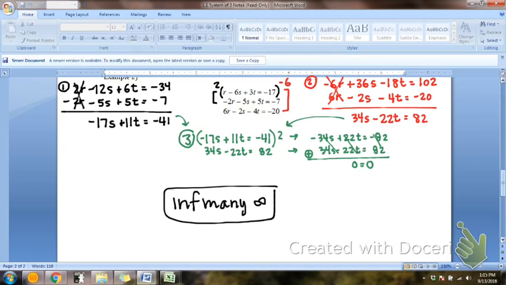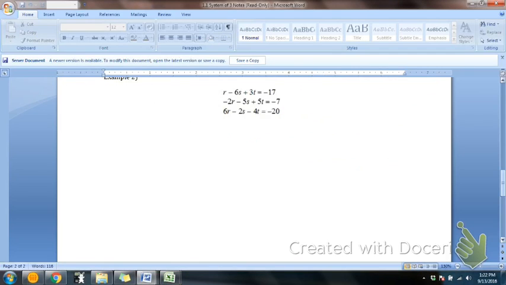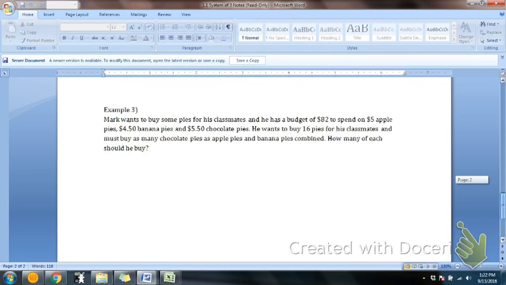And I am finished with this problem. I don't have to take it any farther, because if I get to a situation where I know that my variables cancel out and my numbers cancel out, then this is infinitely many solutions, and we're finished with this problem. Okay, any questions on that? All right. I just wanted to show you what one looked like that was infinitely many, okay?